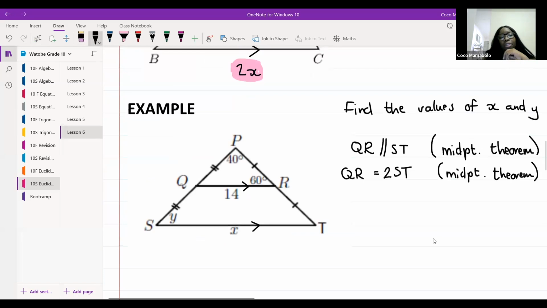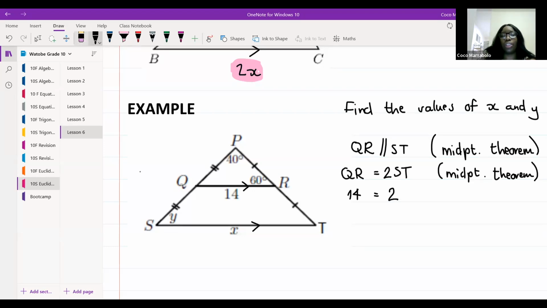Yes, let's substitute. Tiana, don't go away. Come back. Okay, so we're going to substitute. We know that QR is 14, which is equal to 2 times ST, which is X. Or have I got it the other way around?